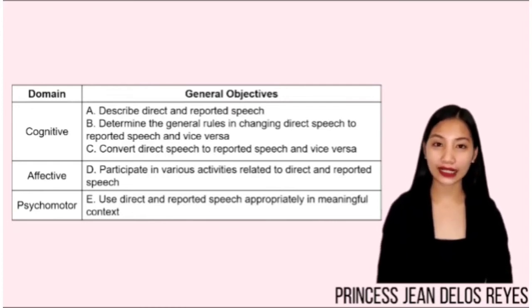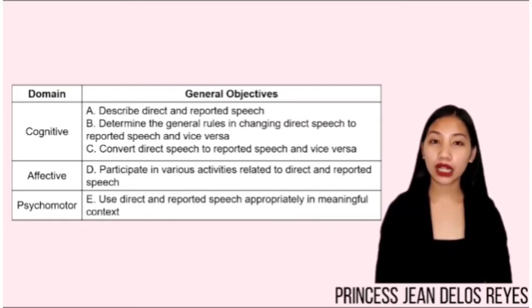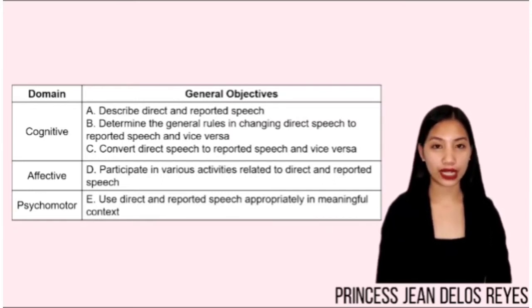On the other hand, Objective D, participate in various activities related to direct and reported speech, belongs to the affective domain of learning. While Objective E, use direct and reported speech in meaningful context, belongs to the psychomotor domain of learning. Now, our summative assessment is a grammatical test comprised of 6 forms of tests.